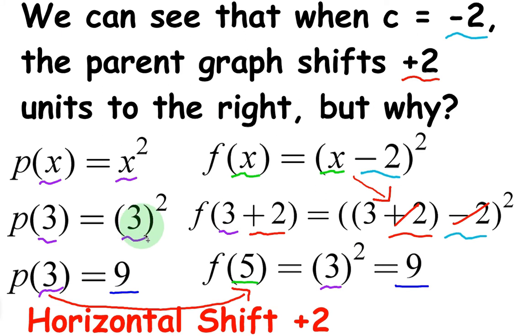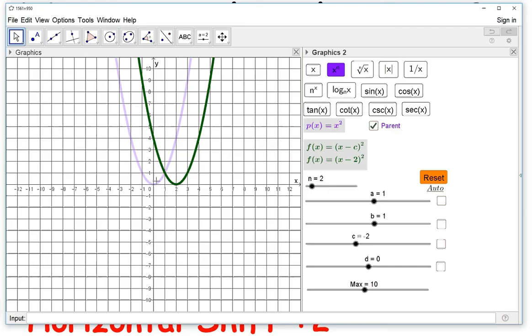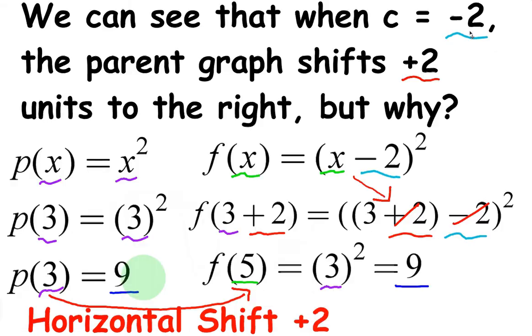In other words, we want to plug in the same number that we originally plugged into our parent function. In order to do that, we have to cancel out the minus 2. In order to do that, we have to add 2 to our original x value. This, in essence, is why the horizontal shift is going to be 2. In other words, we're adding 2 to the 3 to get 5, and if we plug in 5 in here, we get 5 minus 2, which is 3. 3 squared is 9. It gives us the exact same y value. We get 5 comma 9, which is the same as 3 comma 9.